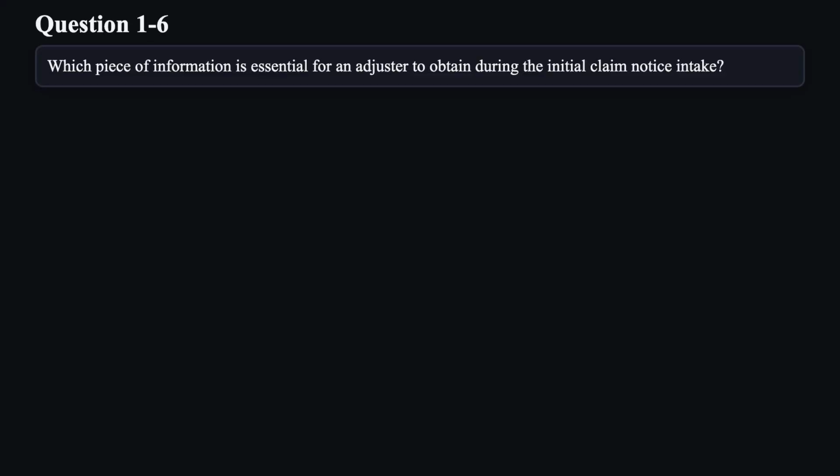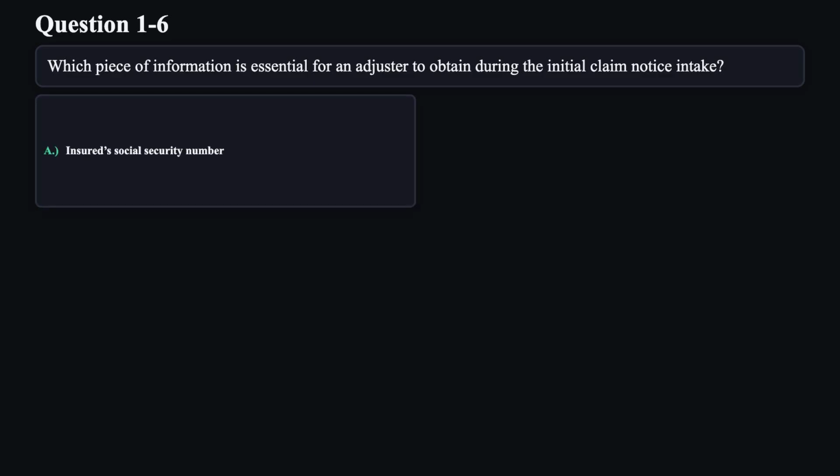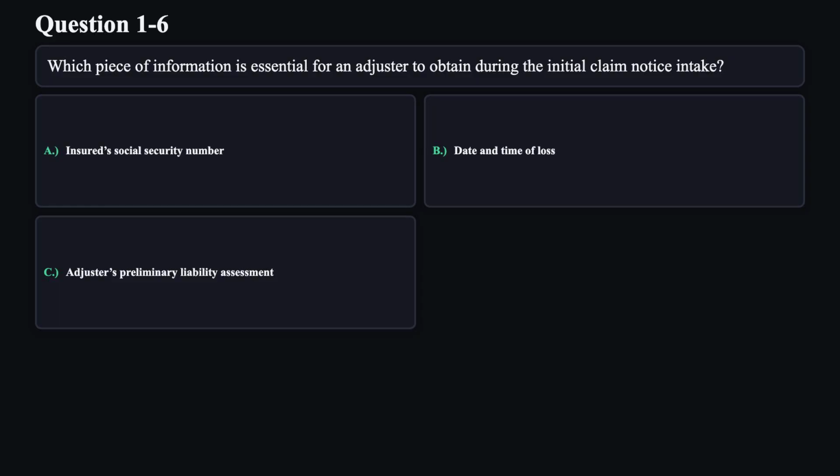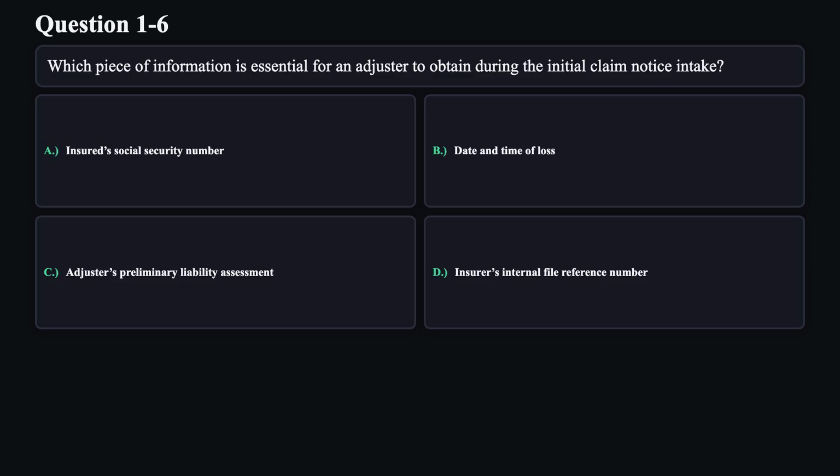Question 6. Which piece of information is essential for an adjuster to obtain during the initial claim notice intake? A. Insured's social security number. B. Date and time of loss. C. Adjuster's preliminary liability assessment. D. Insurer's internal file reference number.